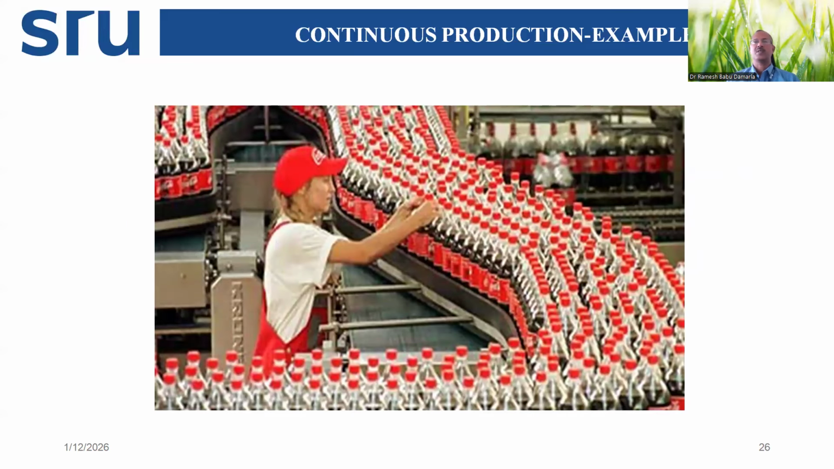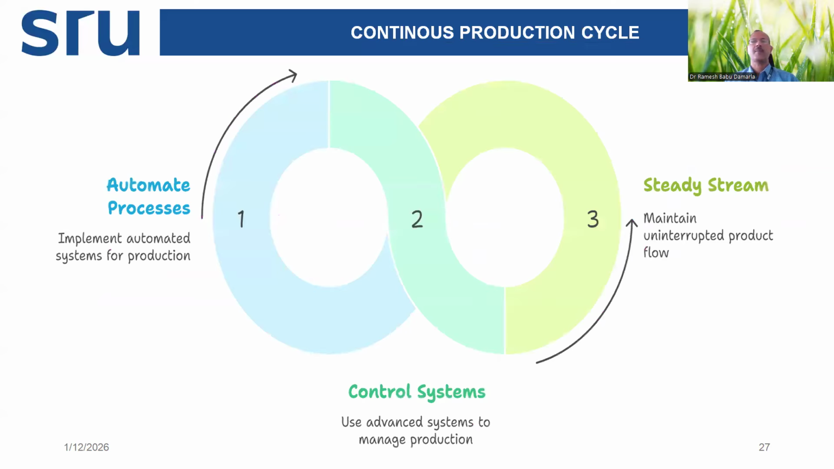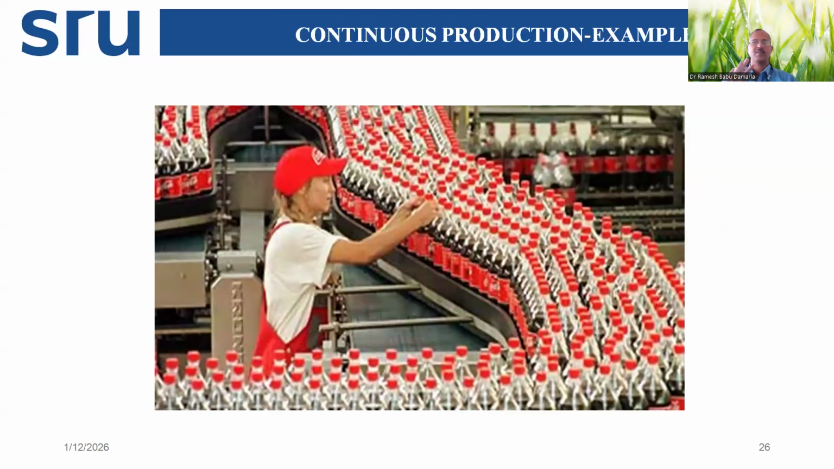An example for a continuous production line. The cool drinks are made on fully automated filling lines, bottling lines, continuous conveyor systems. Very large volumes are possible on this process line. Let us see the cycle. Very first one is automate the processes. Implement automated systems for production, fully automatic. Then control systems. Use advanced systems to manage the production. Then maintain uninterrupted product flow. In the previous diagram, we can see continuous lines.